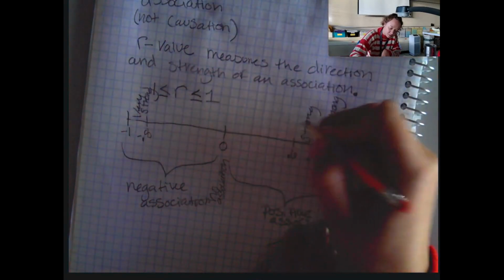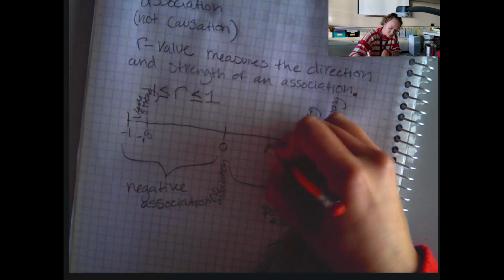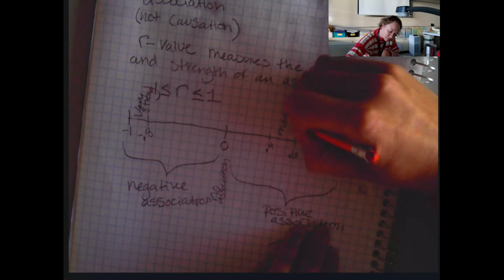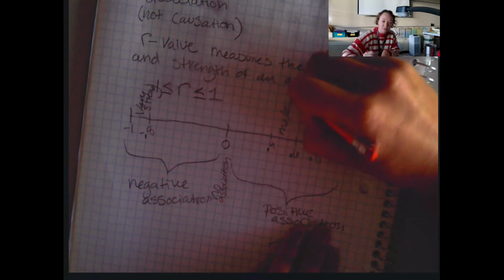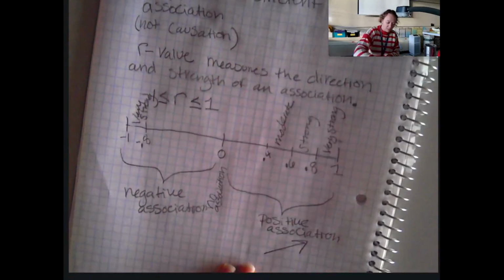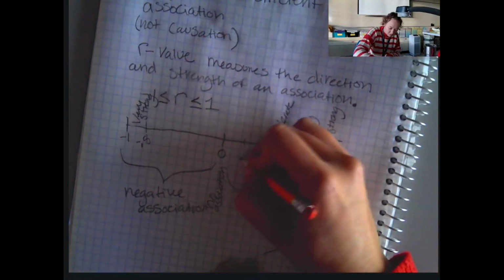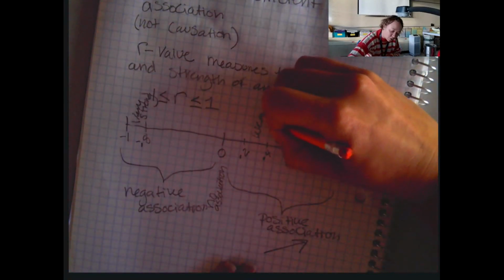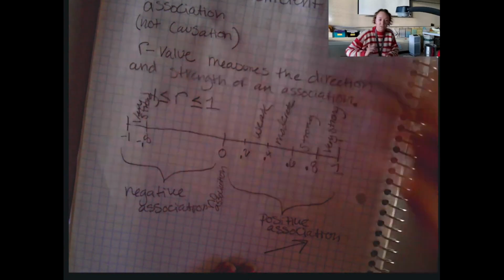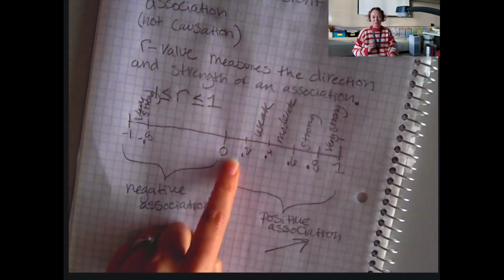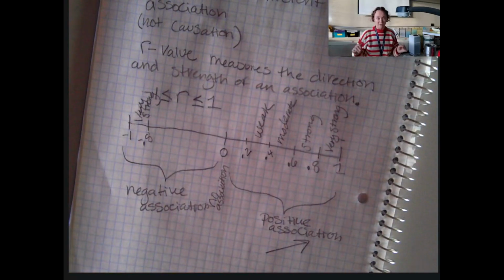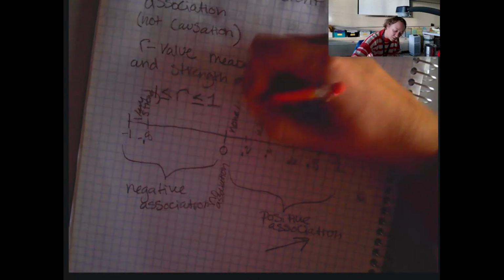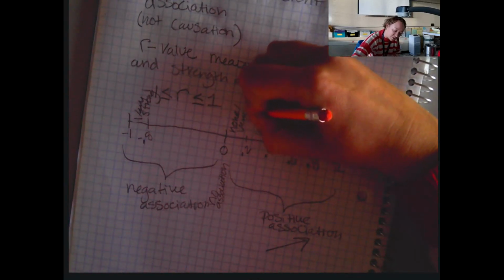From, let's call this 0.4 to 0.6 would be considered a moderate association. And from 0.2 to 0.4 would be considered a weak association. And below 0.2 is basically no association, or a very, very weak association. None or very weak.